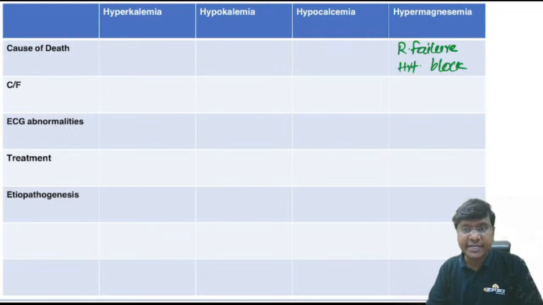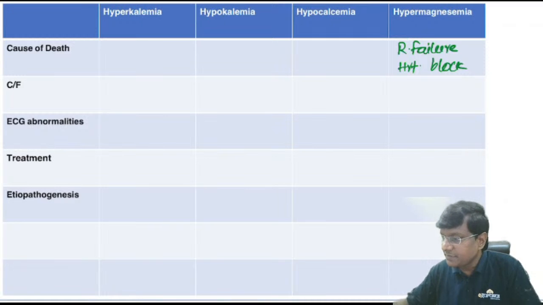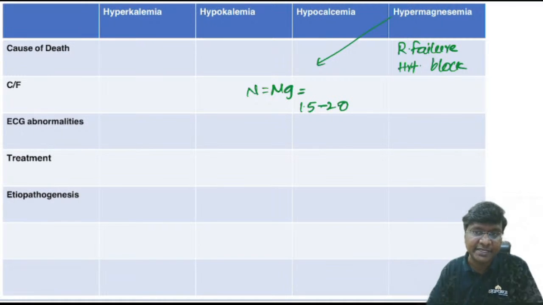Now the question is, what will be the clinical features whenever there is hypermagnesemia? First of all, you should know the normal value of magnesium. The normal value of magnesium is 1.5 to 2 milliequivalents per liter.